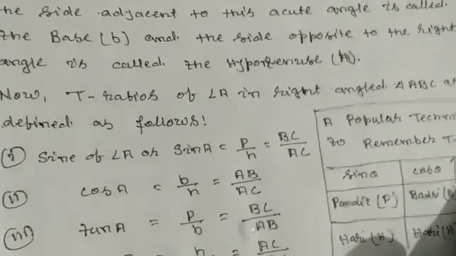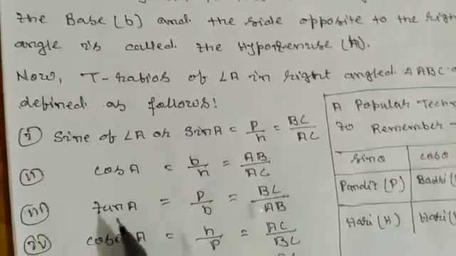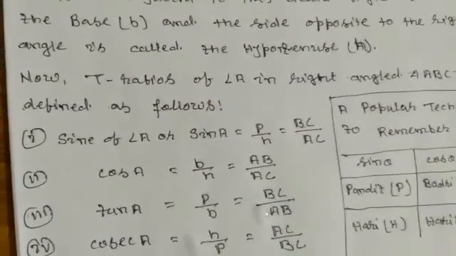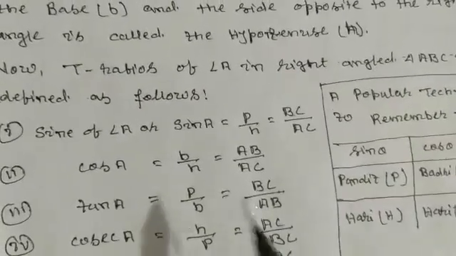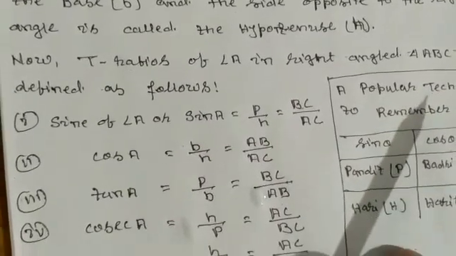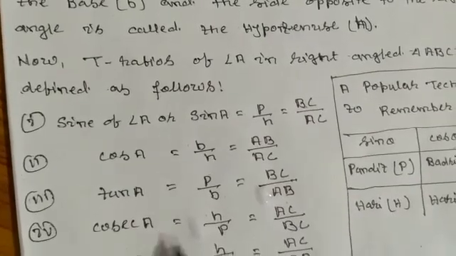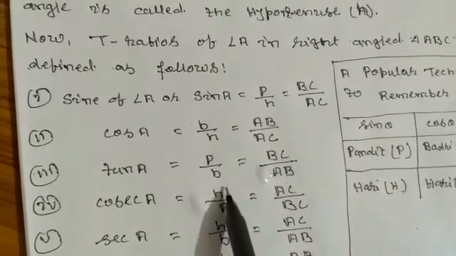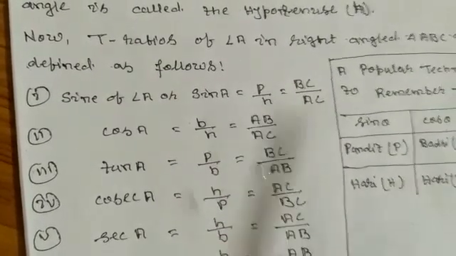This is cos A, that is, cos of angle A. Thereafter the third ratio is tan A, which is equal to P by B, that is BC by AB. Now the fourth ratio is cosec A. Cosec A is equal to H by P, that is hypotenuse by perpendicular, which is AC by BC.